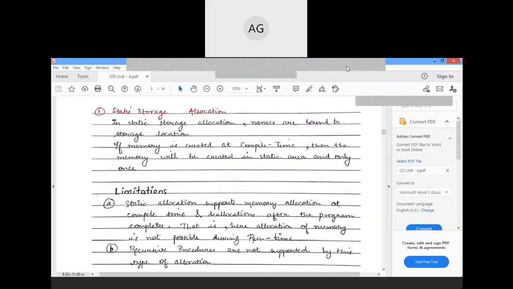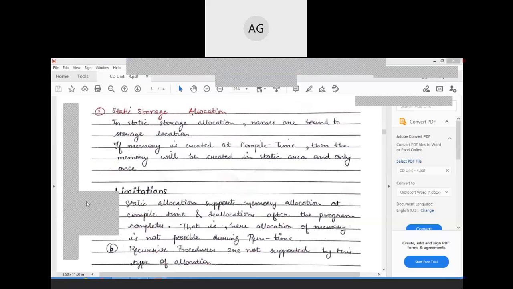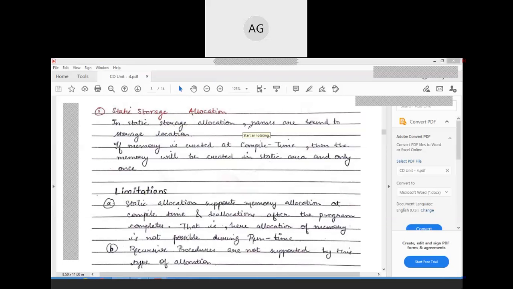As its name suggests, it is the static storage. So in static storage allocation, names are bound to storage locations. If memory is created at compile time, then the memory will be created in the static area and only once. Just remember it. In this type of storage allocation, the memory will be created in the static area and it will be created only once. But there are some limitations of this storage allocation technique.